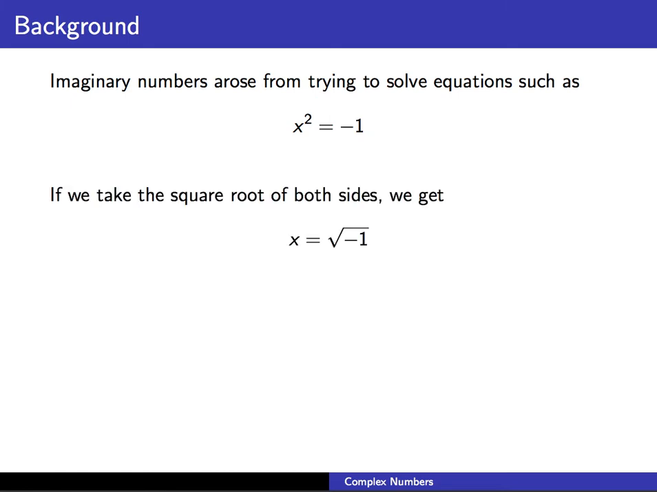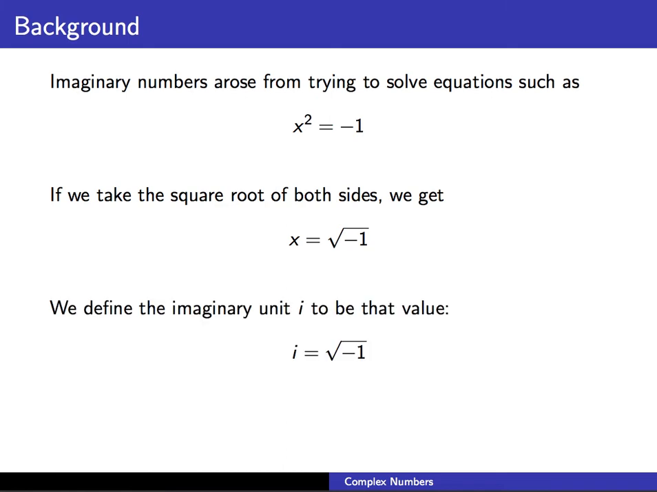So if we take the square root of both sides, we get x is the square root of negative 1, which we define the imaginary number, or the imaginary unit i, to be that value, where i is the square root of negative 1. So in essence, it became an issue of, well, we can't solve this for real numbers, so let's create this new set of numbers called imaginary numbers, where the imaginary number i is the square root of negative 1. It's the solution to this equation.